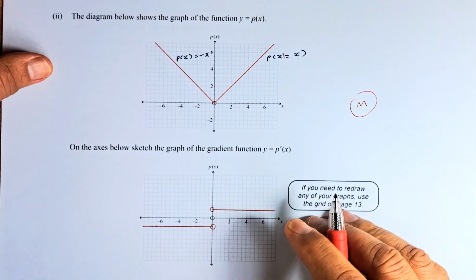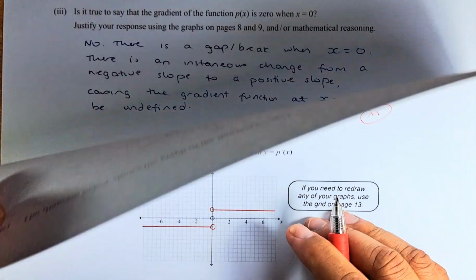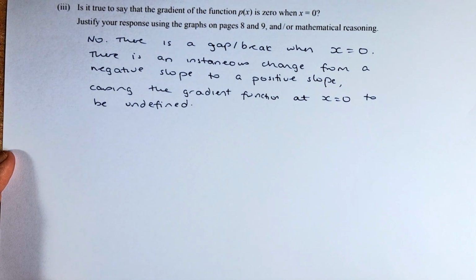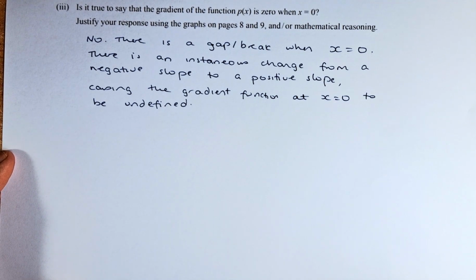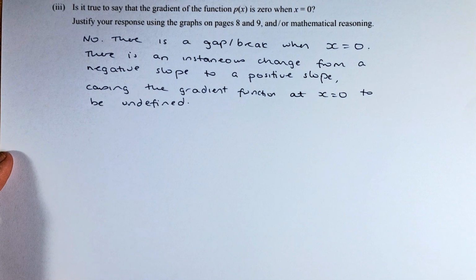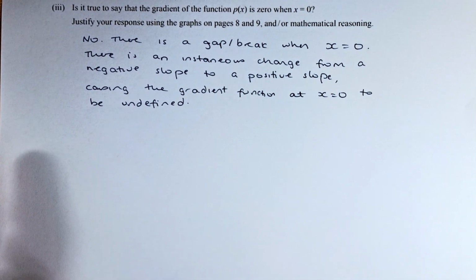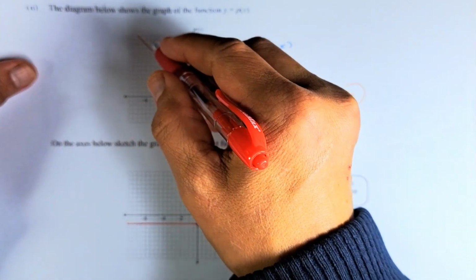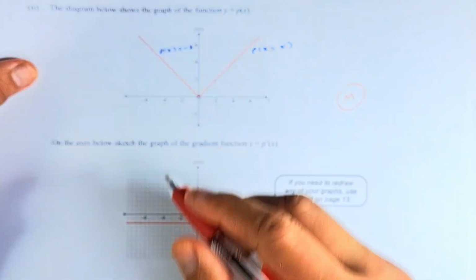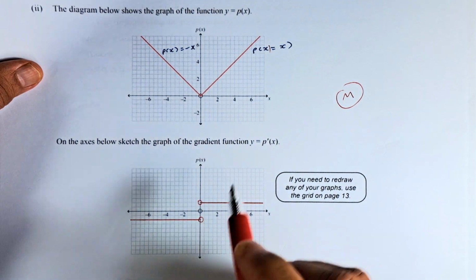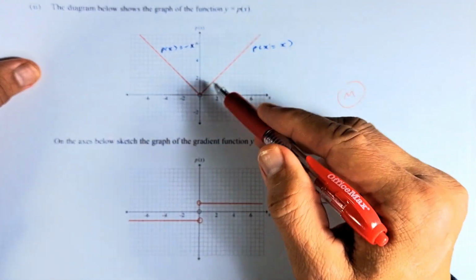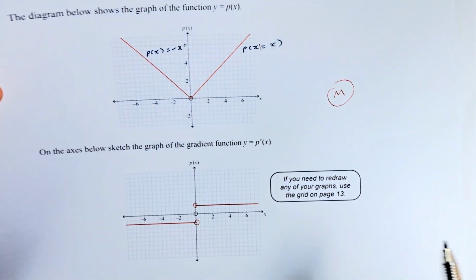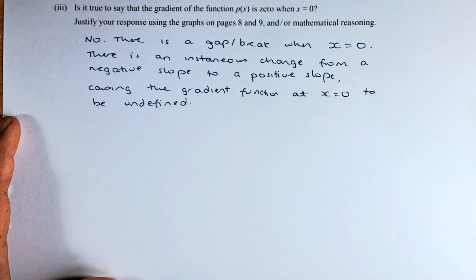Great. Now we do the last part, which is understanding the whole equation. The question is: is it true to say the gradient of the function p(x) is 0 when x equals 0? We have to look back at the graph and justify the answer. When you differentiate p(x), the first part, minus x, is going to be this part. It doesn't include 0. On the other side, differentiating gives you 1, and it doesn't include 0.